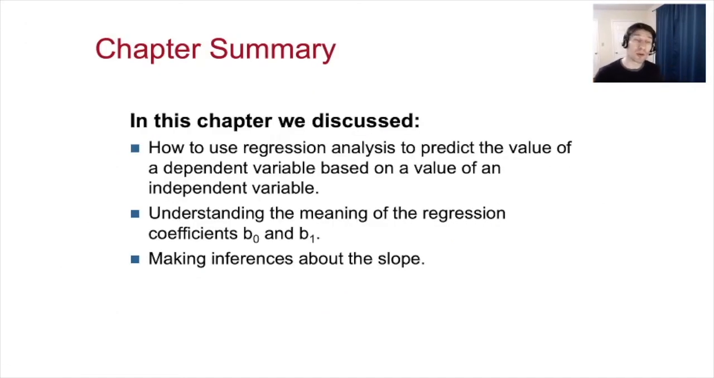So as a summary, what did we do today? First of all, we talked about how to use regression analysis to predict the value of a dependent variable based on the value of an independent variable. We talked about how to understand the meaning of the regression coefficients b0 and b1, and we talked about how to make inferences about the slope b1. That is all for today.